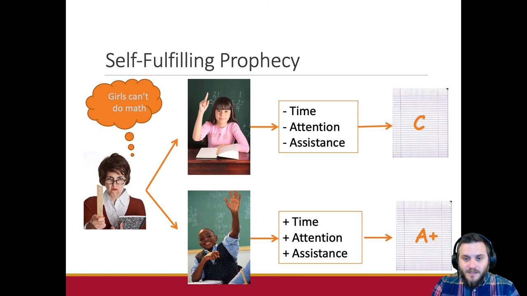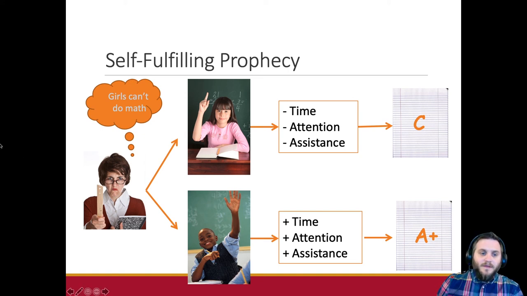It's important to note here is that a self-fulfilling prophecy requires at least two people, the perceiver and the target. Okay, so in this example, the teacher is the perceiver and the girl and the boy are the two targets. But I mean, even if we don't include this boy in the situation and we just follow this track here, that's the target. That's the two people.